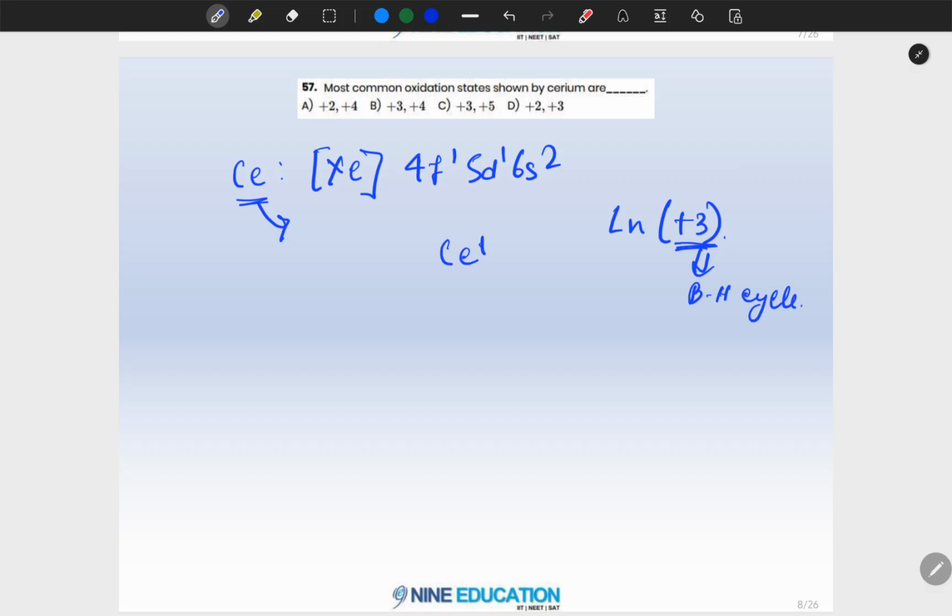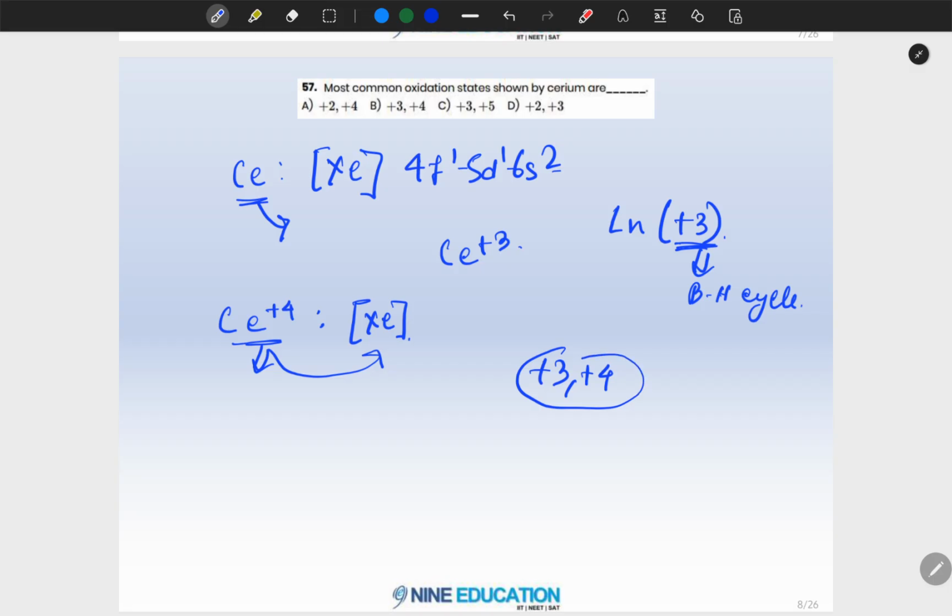So cerium +3 is very much stable, but if I remove all 4 electrons, I get cerium +4, which has the same electronic configuration as xenon. After removing 4 electrons, cerium +4 acquires the electronic configuration of xenon. Again, it is acquiring a stable electronic configuration. That's why cerium +4 is also very much stable. So cerium +3 and +4 are the most common oxidation states, and that's why B is the correct answer.